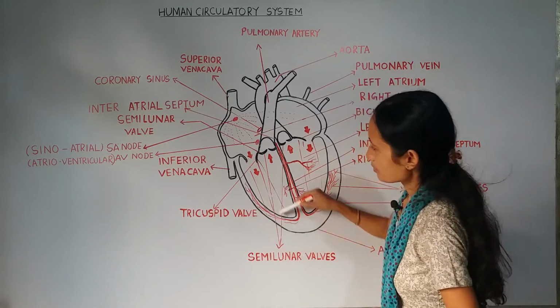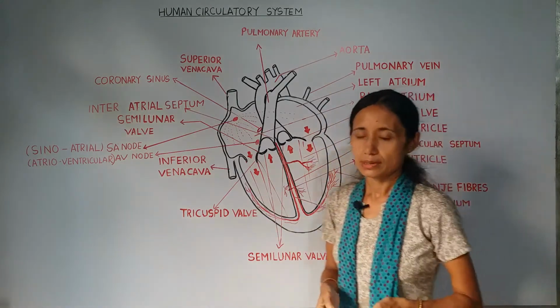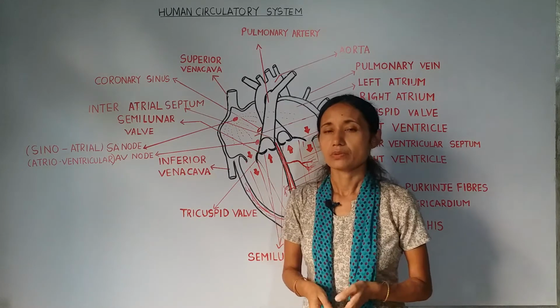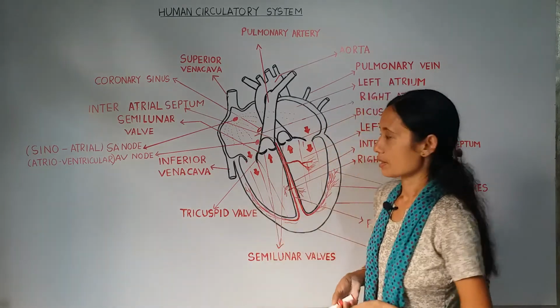So the blood will be propelled out of the heart, okay, to reach the lungs for oxygenation. That's why it is thinner. So these are about the wall.